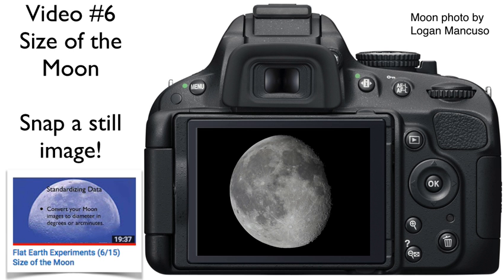If you want to standardize your data, getting the moon speed in degrees per hour, you'll need to snap some full-frame moon photos and also photograph a reference photo. These procedures are detailed in video number 6, Size of the Moon. If you take careful notes, especially about what zoom level you use for both still images and for video, then you can perform both size of the moon and speed of the moon in one day or night.